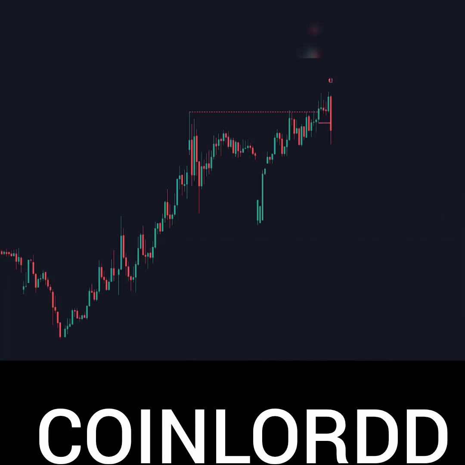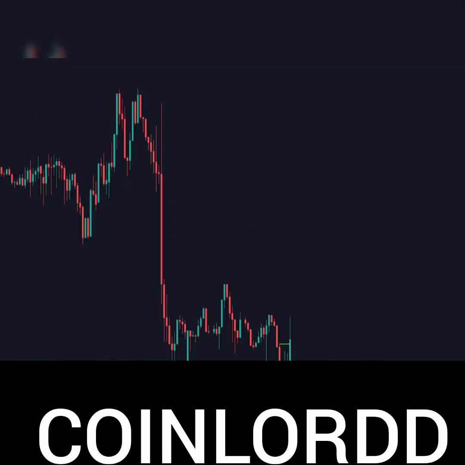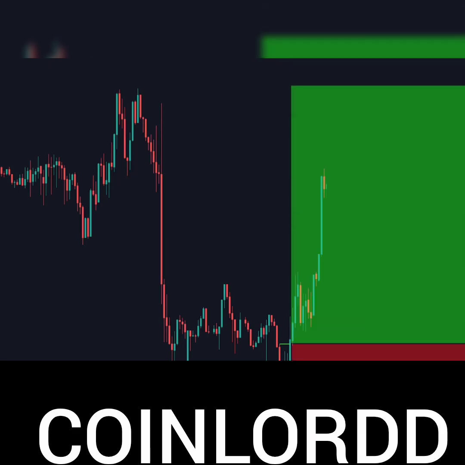Indicator marks bearish liquidity, entry signal, stop loss, take profit at a recent low, strong impulsive move. Indicator marks bullish liquidity, entry signal, stop loss, take profit at a recent high, strong impulsive move.